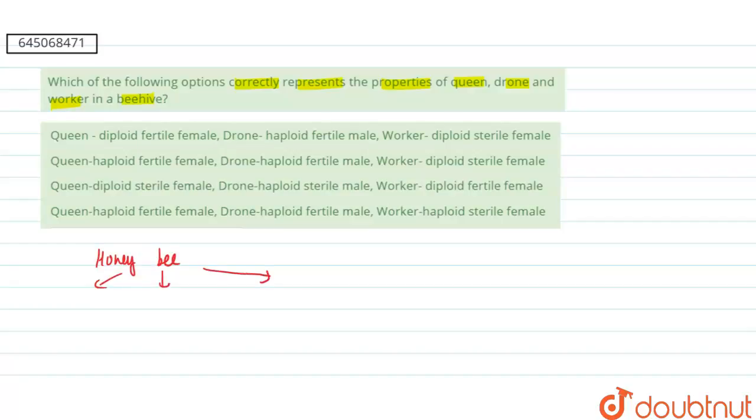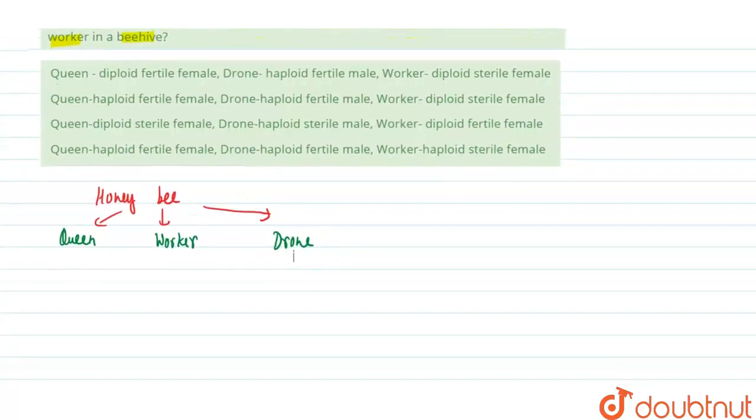So here, if you are talking about our honeybee, there will be three types of organisms present, three types of varieties. First will be the queen, second will be the worker, and then our third type will be the drone. These are the three types of honeybee that are present in the beehive.